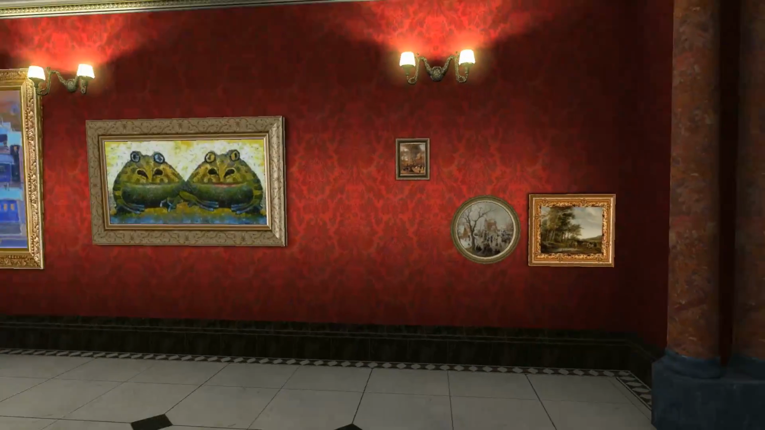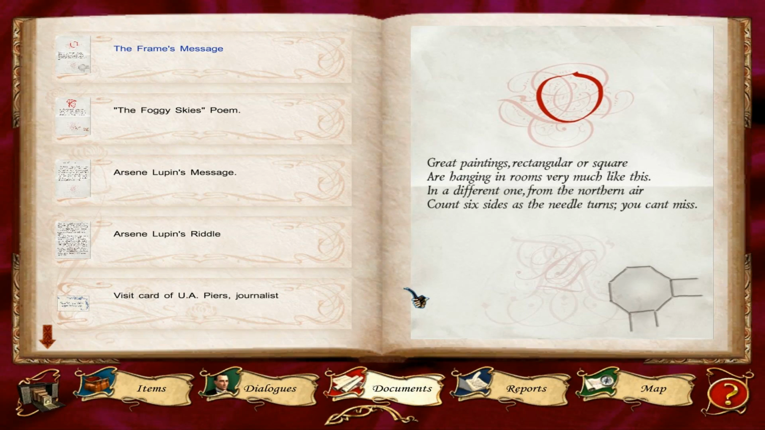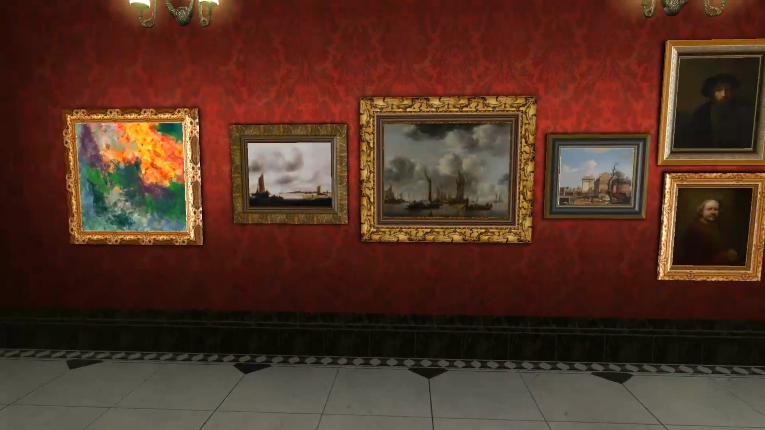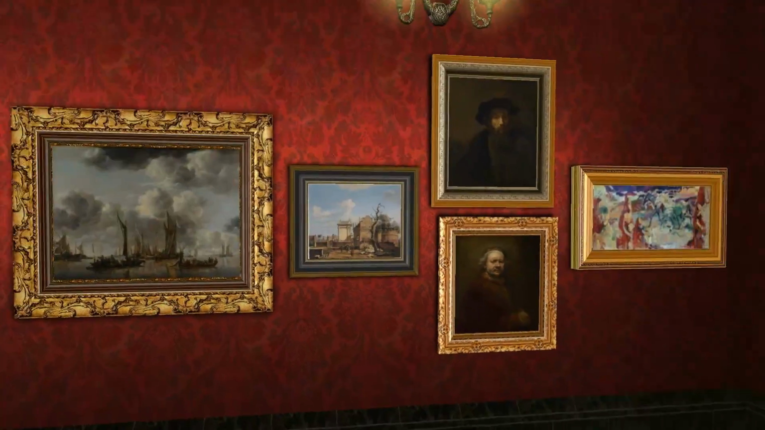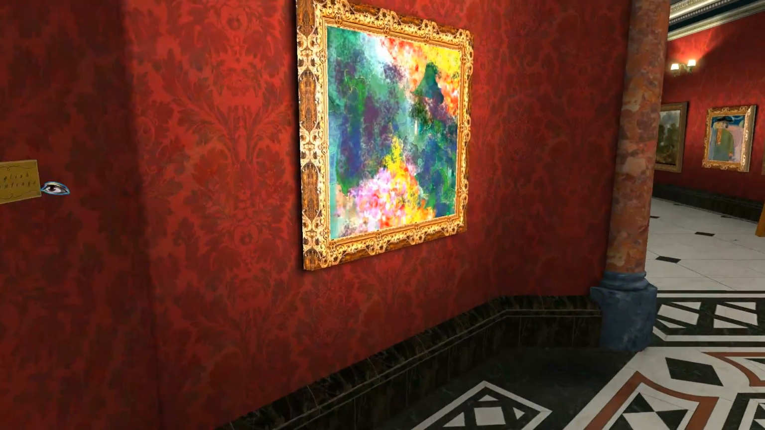Oh no, but it can't be in this room because the room we're after only has squares and rectangles, isn't it? Right, no, okay, maybe not. As the needle turns, you can't miss it. Right, let's just do paintings. 1, 2, 3, 4, 5, 6.